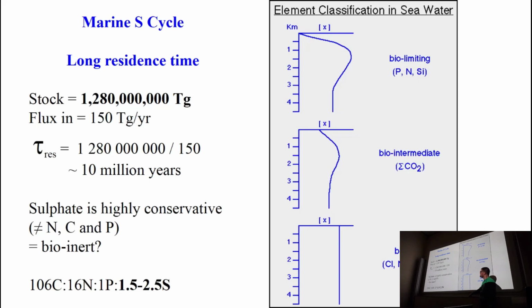So we've got these terms: biolimiting, biointermediate, so things like carbon, which varies a little bit down the water column, and bioinert. Bioinert doesn't mean they're not essential for life. It just means that their concentrations are not affected by life because there's so much of them in the ocean. Things like sodium, magnesium, potassium are all needed. Without these things, life would be pretty miserable or non-existent. Sulfur is one of these elements, so it's always present.